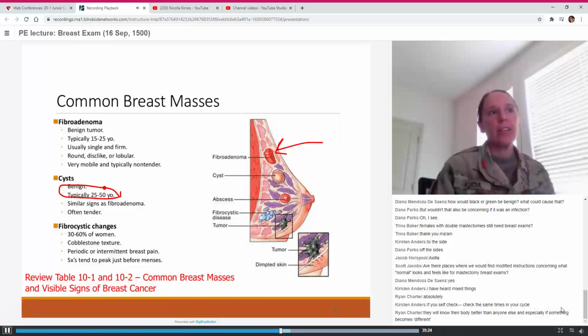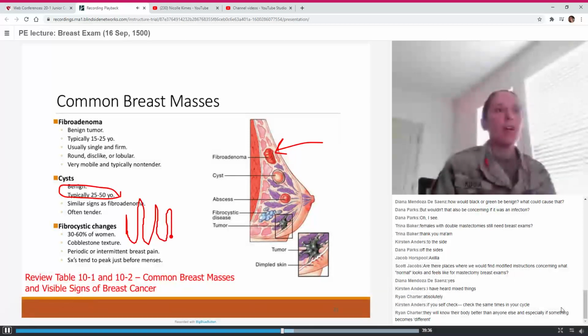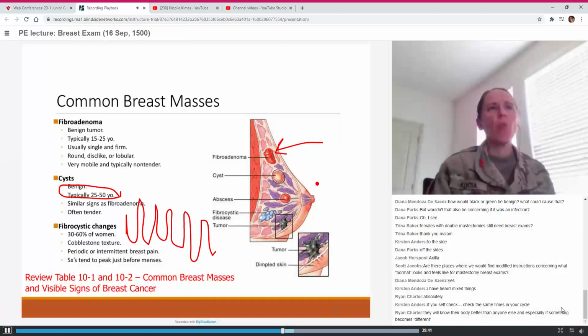Typically all the way through perimenopause, you'll see those, but they're kind of similar. Our fibrocystic changes, these are the ones that fluctuate throughout the menstrual cycle. They feel kind of, I think the words are ropey or cobblestone or bumpy. And they can be bilateral, they can be unilateral, right? So this is, honestly, most women have this, and it's kind of this periodic breast pain. They'll let you know.